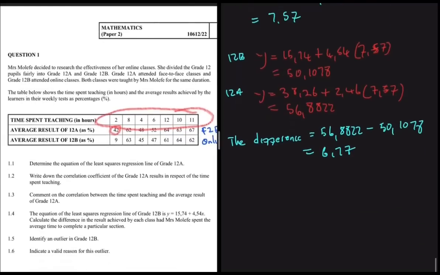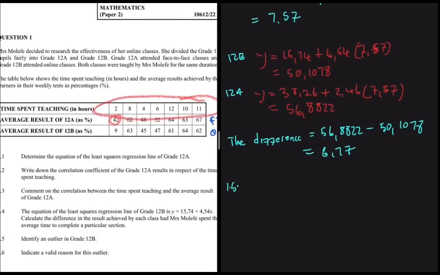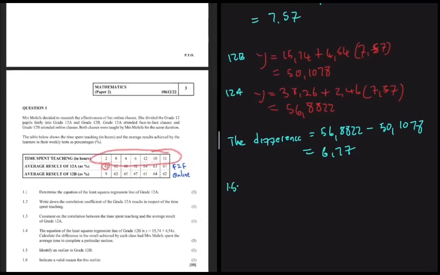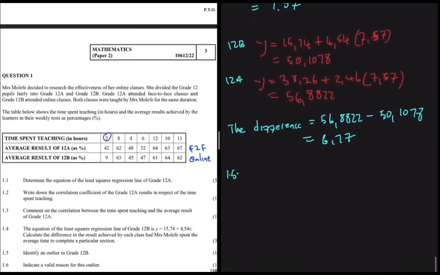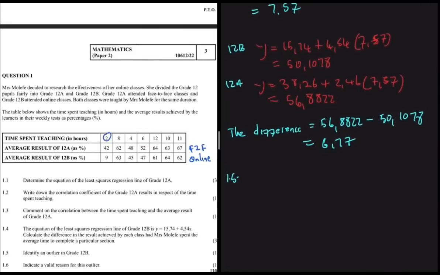Now let's do 1.5. Here it says let's identify an outlier in grade 12B. So let's go to grade 12B and see if we can find an outlier. For 2 hours spent teaching, the average result is 9%. For 4 hours, the average result is 45. For 6 hours, 47. For 8 hours, 63. For 12, we have 61. For 10, we have 64. And for 11, we have 62.